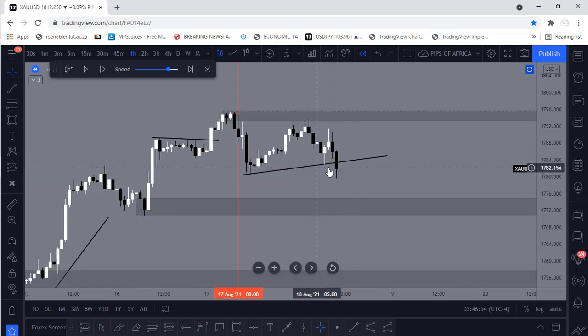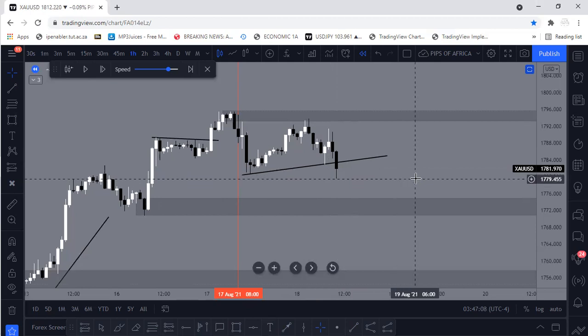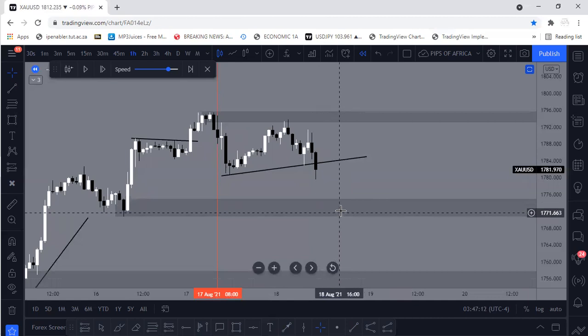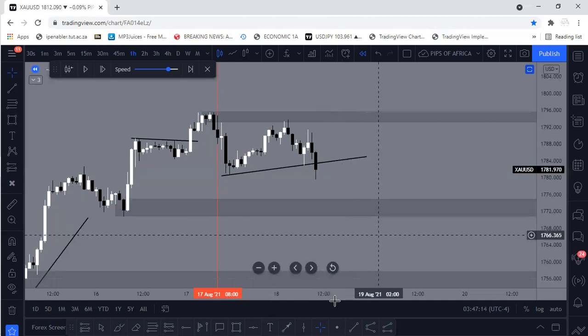So this is why the market makers are able to take your money. If you continue trading support and resistance, you're going to continue losing your money over and over again. So now I was waiting for the market to come here. Then that's where I took my trade.